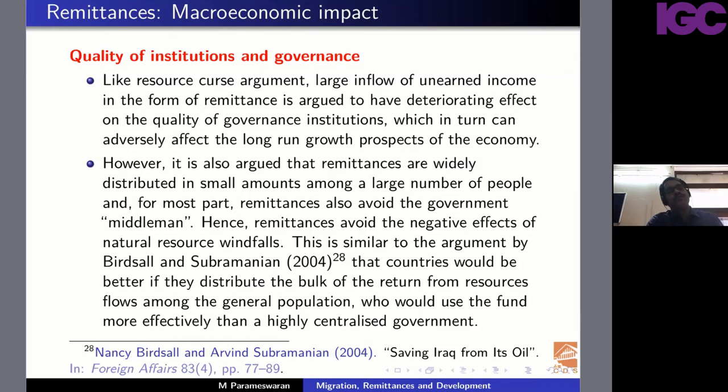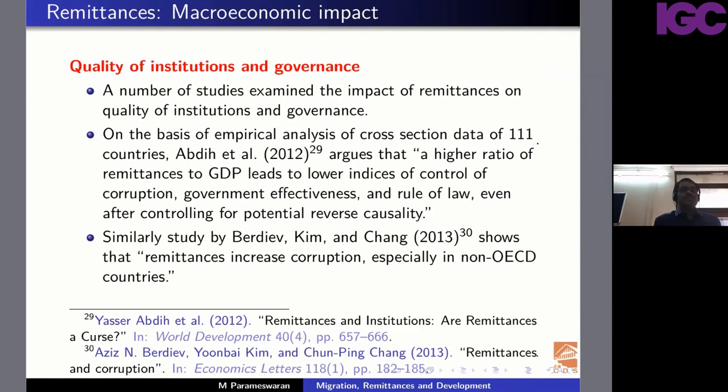There are some studies examining this issue. For example, a paper in Global Development examines whether remittances are contributing to poor quality institutions. They argue that a higher ratio of remittances to GDP leads to lower indices of control of corruption, government effectiveness and rule of law, even after controlling for potential reverse causality.